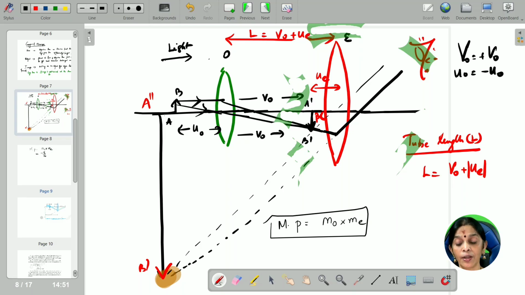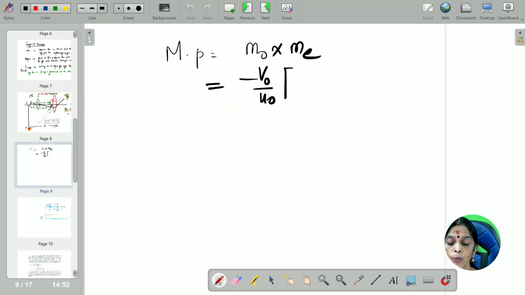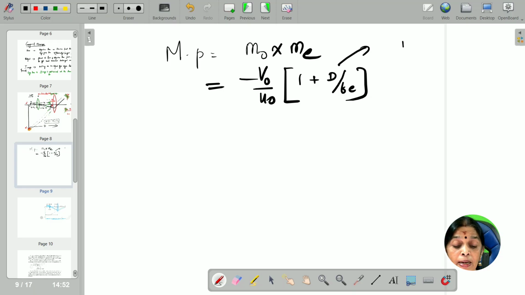What is U0? Objective lens. Similarly, UE is equal to minus UE and VE is equal to minus VE. So these are the sign conventions. I am going to get it for LDDV, so I am taking this as the least distance of distinct vision. Now, magnification of the eyepiece is 1 plus D by FE. Where have we learned this? From simple microscope.